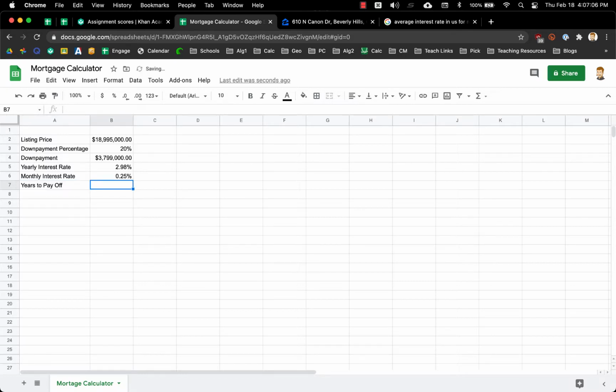And usually it's between 15 and 30. Those are the most common. I think 30 is a little bit more common than 15. That's what I'm doing for my house. So I'll do 30, but you can choose 15. You can really choose anything. I think there's some out there that do 20 years, whatever.